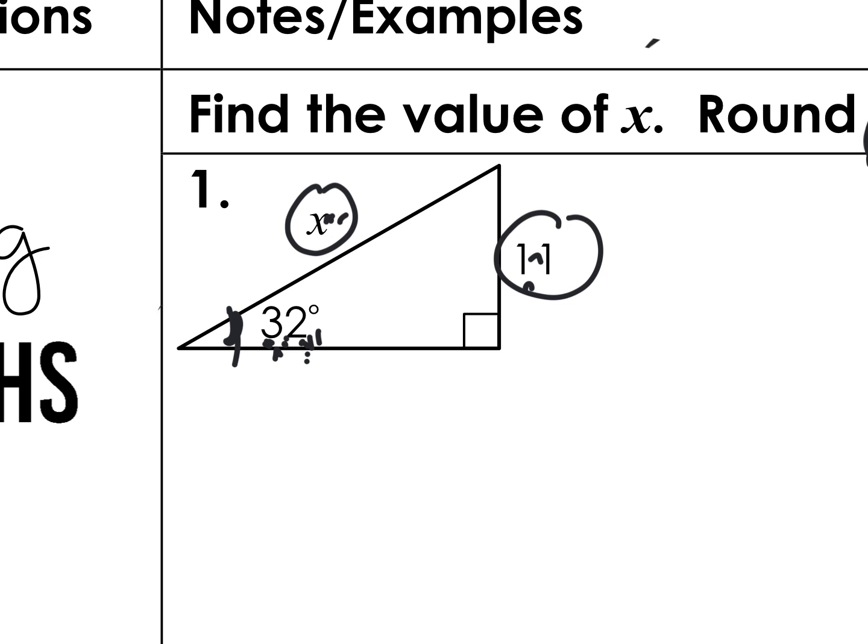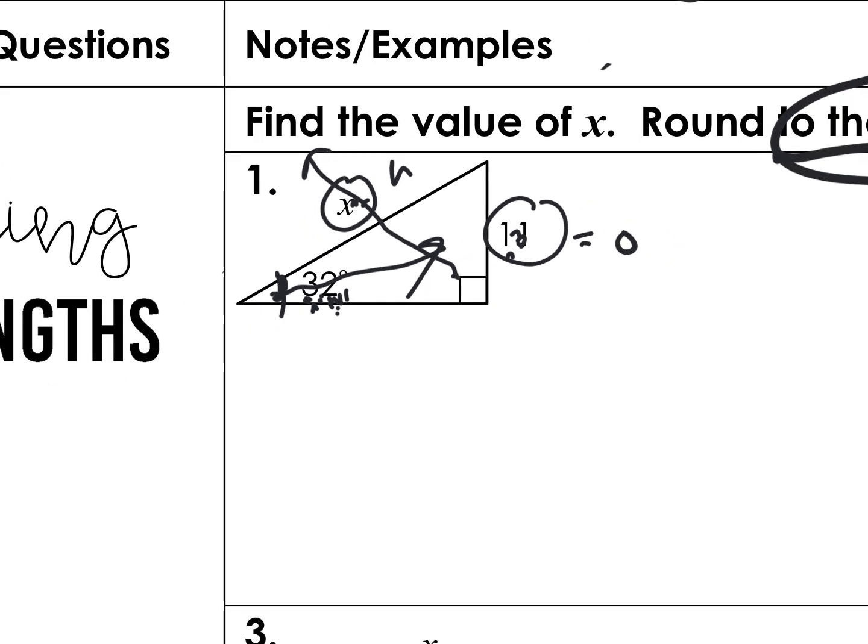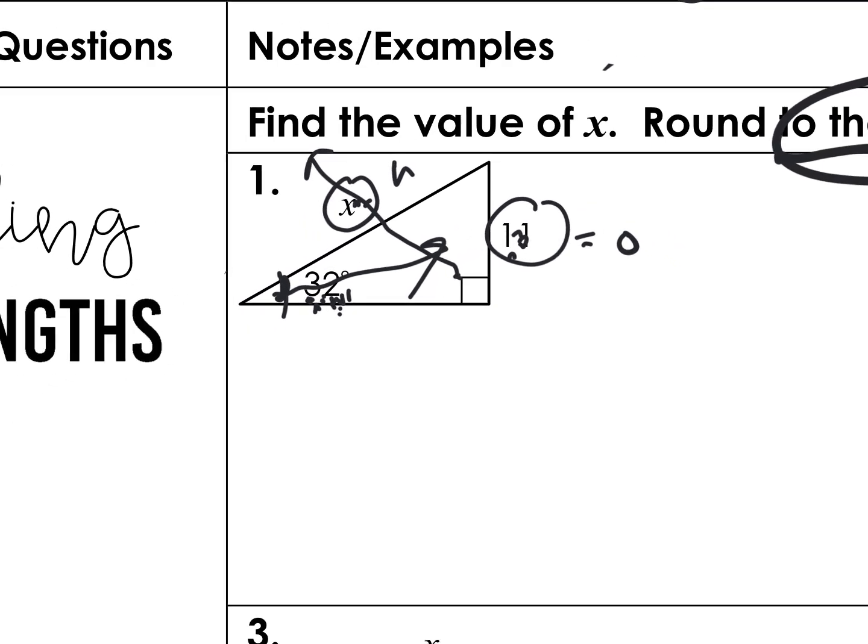11. What is the 11? What is it in comparison to the angle 32? Is it the opposite side? Yeah. It's across from 32. And then what is this thing called, the x? It's called the hypotenuse. So if only I knew a trig function that used an angle and the opposite and the hypotenuse. What trig function uses those?